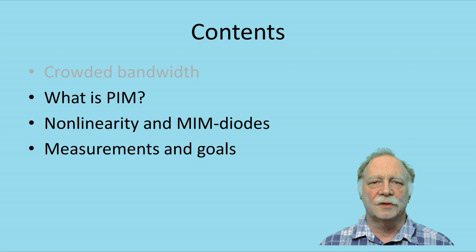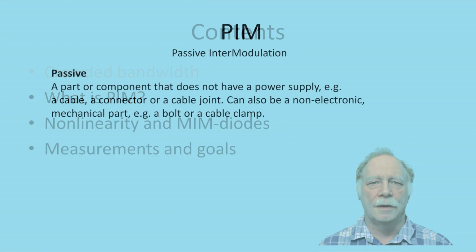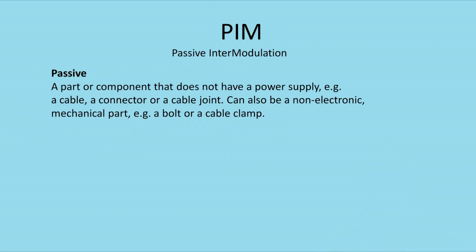Now let us address the question, what is PIM? PIM is an acronym for passive intermodulation. Let us start with passive. Passive in this context means we're dealing with parts that do not have a power supply. It can be a cable, a connector, or a cable joint. It can even be a non-electric mechanical part, for instance a bolt or a cable clamp.